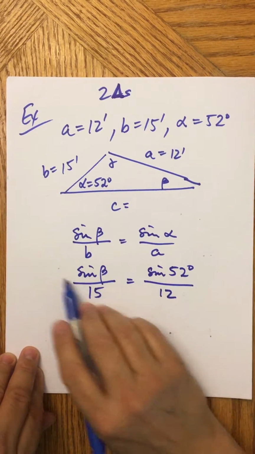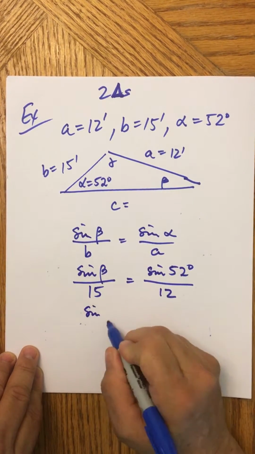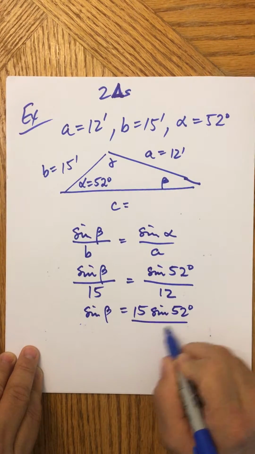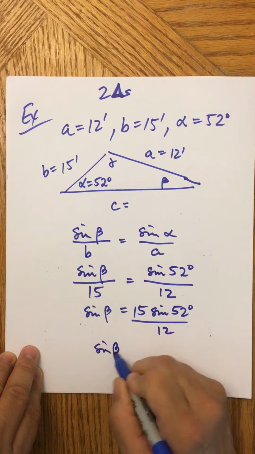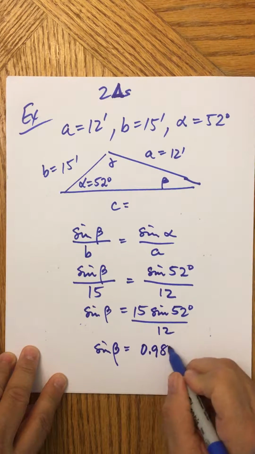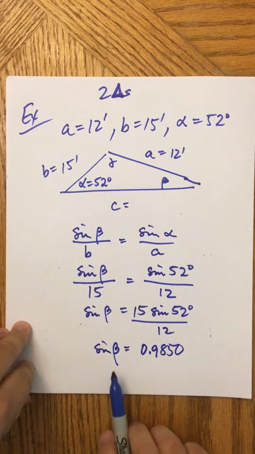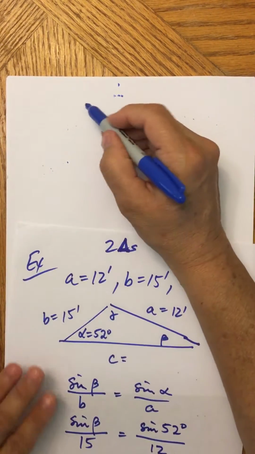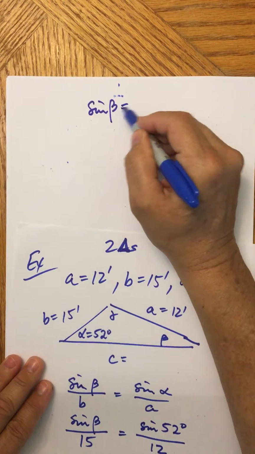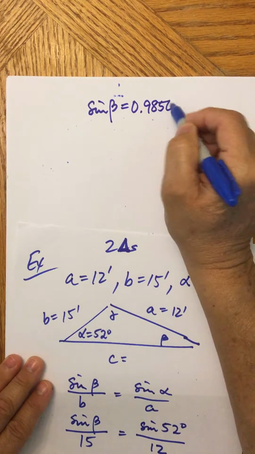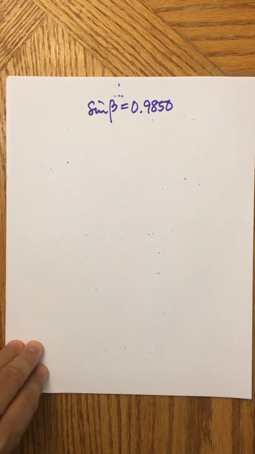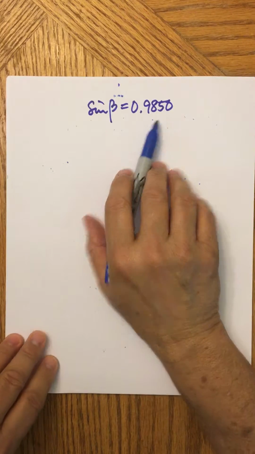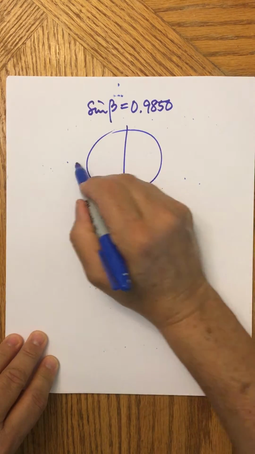right? So again, multiplying both sides by 15, I'll get sine of beta equals 15 sine of 52 degrees over 12, which means sine of beta is 0.9850. Now, in solving this, we're going to ask the question then, let me write that up here, sine of beta is 0.9850. So in solving that, we ask the question, for what angle is the y-coordinate a length of positive 0.9850? And of course, you've got two possibilities.